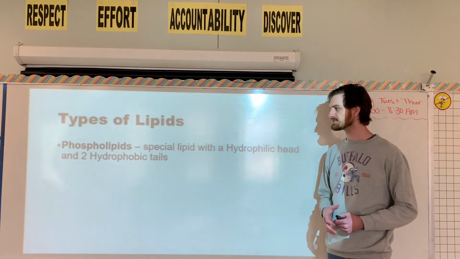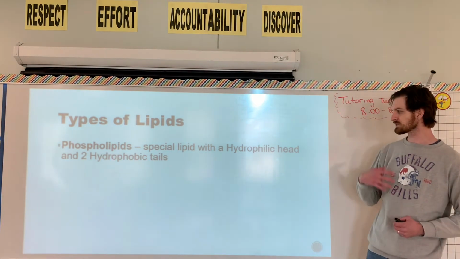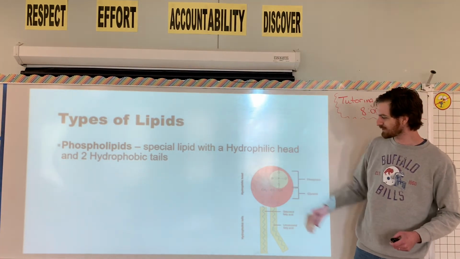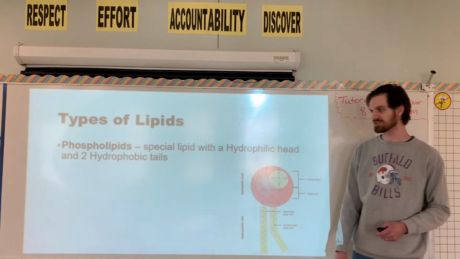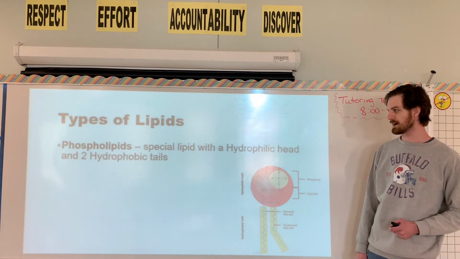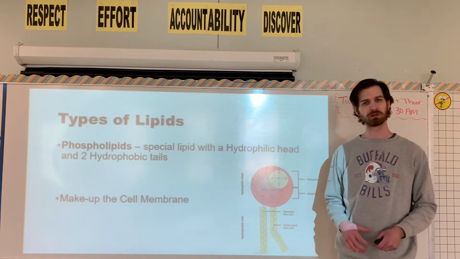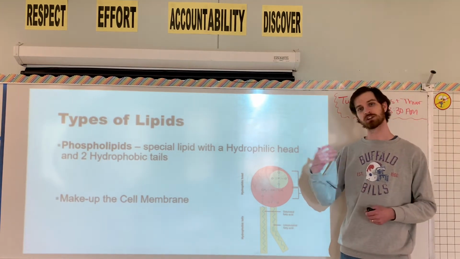Another type of lipid that's important is the phospholipid. And these are the lipids with the hydrophilic head, the area that likes water at the top, and the hydrophobic tails, the areas that don't like water at the bottom. And these will make up the cell membrane. And remember, when they make up the cell membrane, they make it up in the form of a phospholipid bilayer.